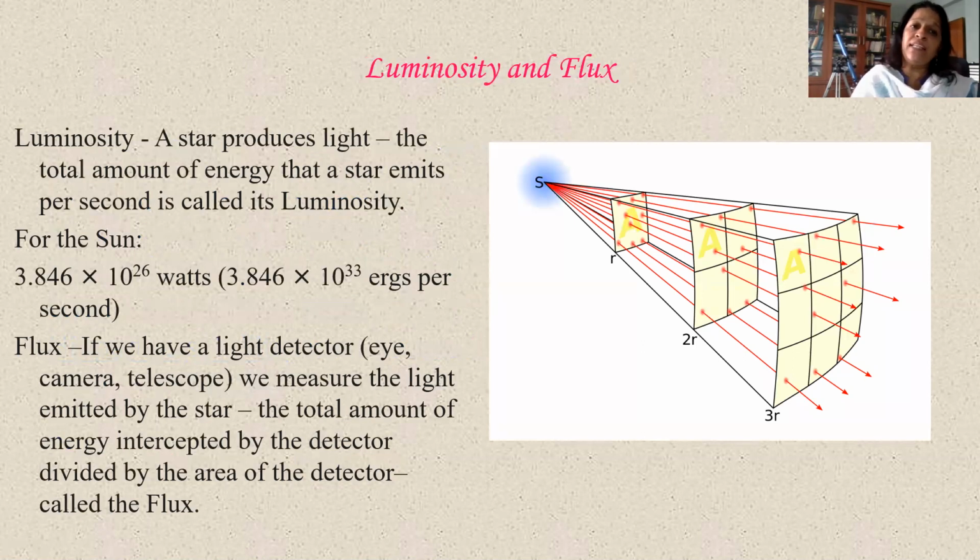So for the Sun, for example, it's 3.8 × 10^26 watts. Or if I were to put it in CGS, it would be 3.8 × 10^33 ergs per second, right? These are units of power, the amount of energy in unit time.